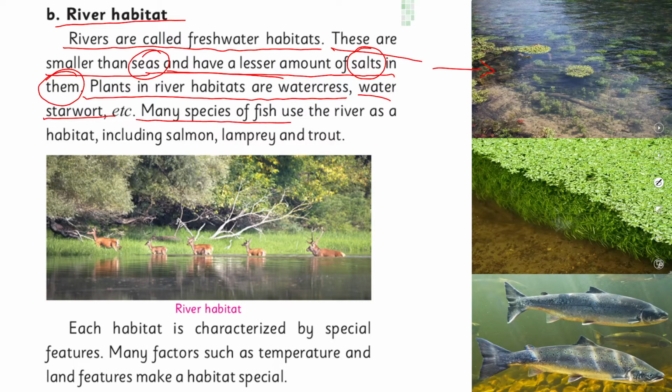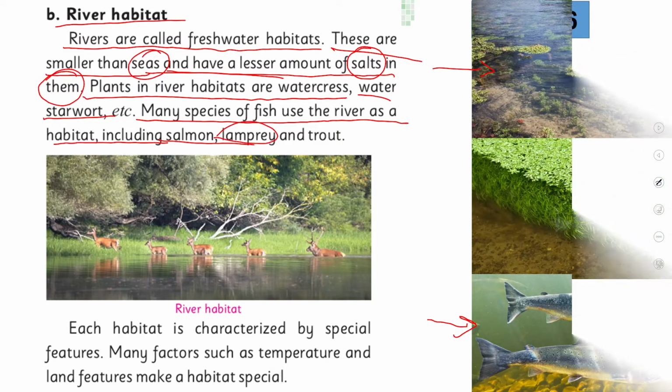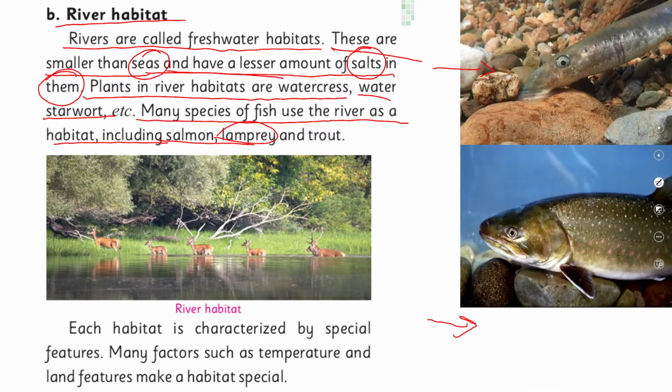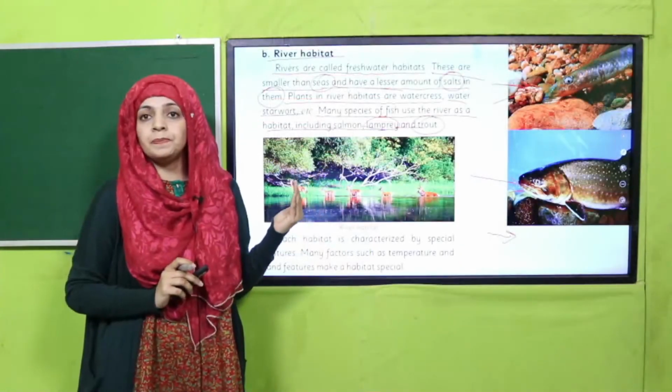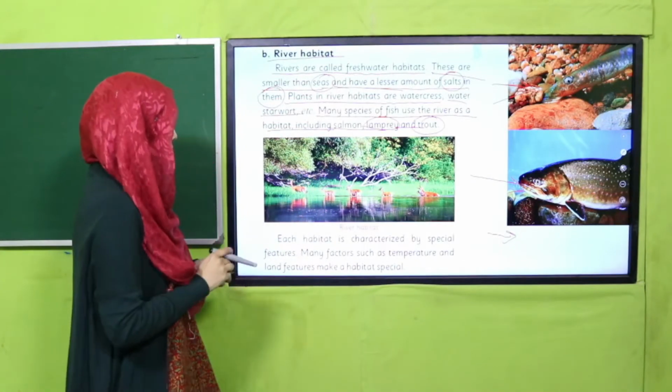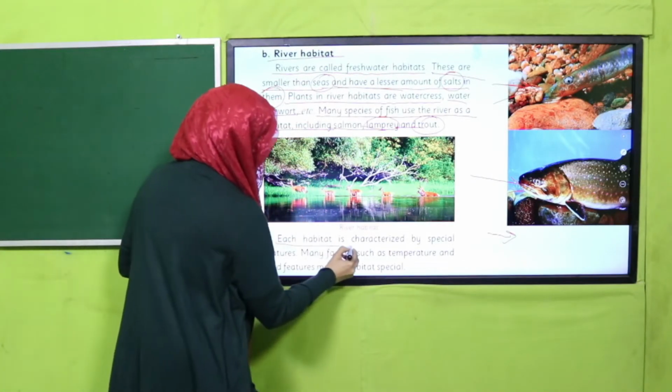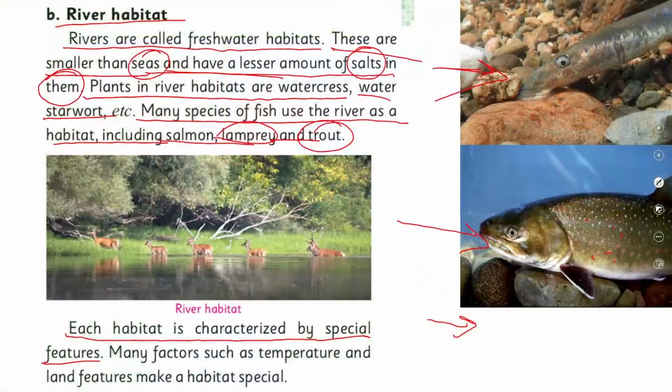Many species of fish use the river as habitat, including salmon. This is salmon, lamprey. This is lamprey. And trout. This is trout fish. It has small spots on it. So my dear students, these are the inhabitants of river habitat. Now, each habitat is characterized by special features.